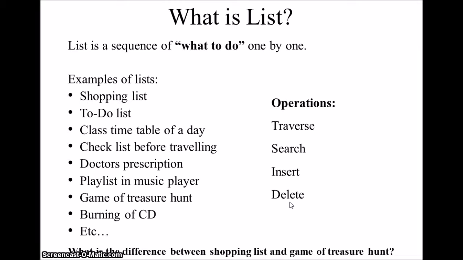Now, if you have a look, what is the difference between a shopping list and the game of treasure hunt? In a shopping list, you can traverse, you can search for any particular item, and you can insert any shopping item at any position. You can insert at the beginning of the list, somewhere in between, after some 4 to 5 items, or at the end. Not necessarily should you always insert at the end. You can go on inserting at any position.